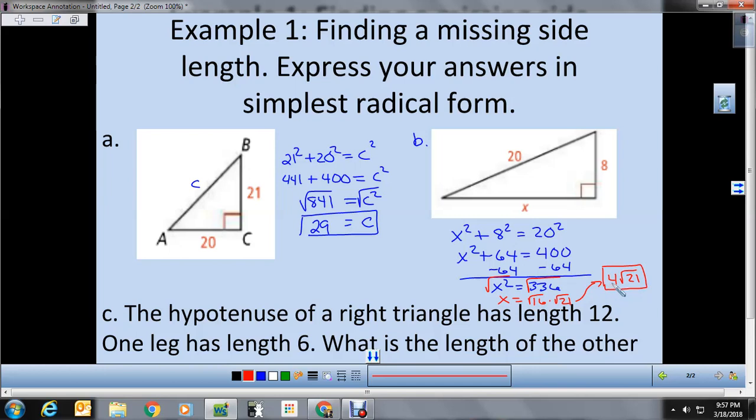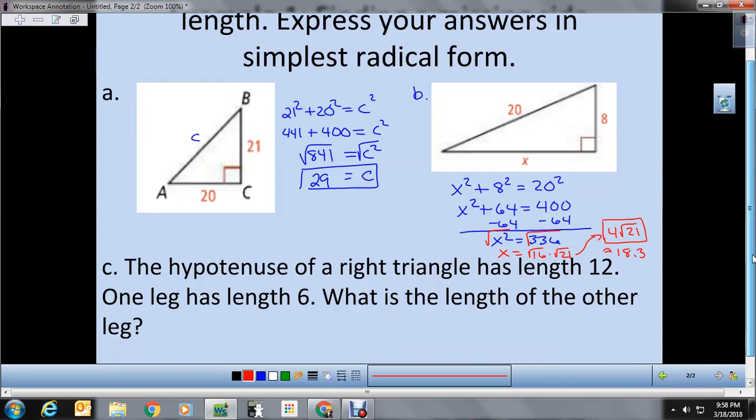Now some problems don't always have you simplify the radical. Sometimes they'll ask for it in decimal form, which means we plug it in our calculator. And in this case, 4 radical 21 would come out to be approximately 18.3. So if you plugged it in your calculator, you can check to make sure you got that correct.